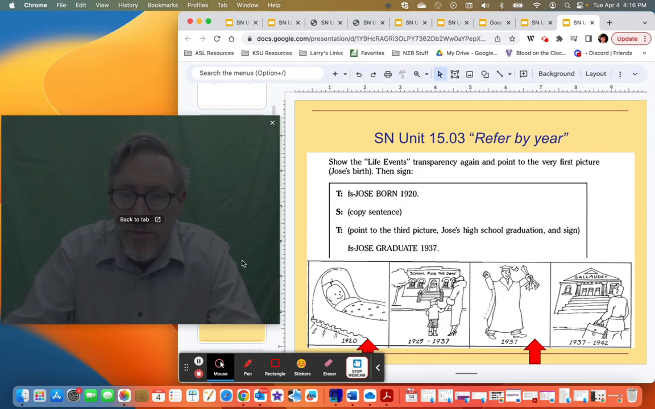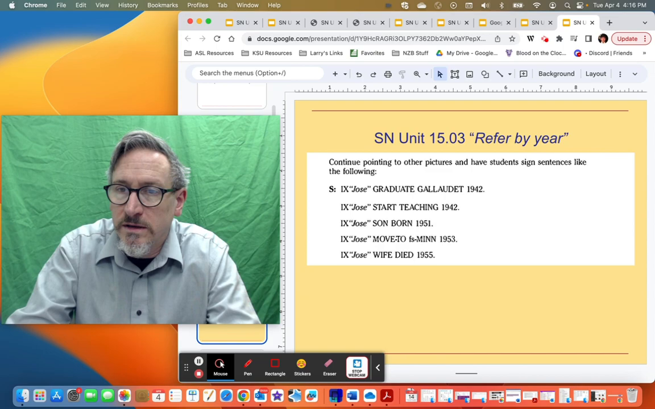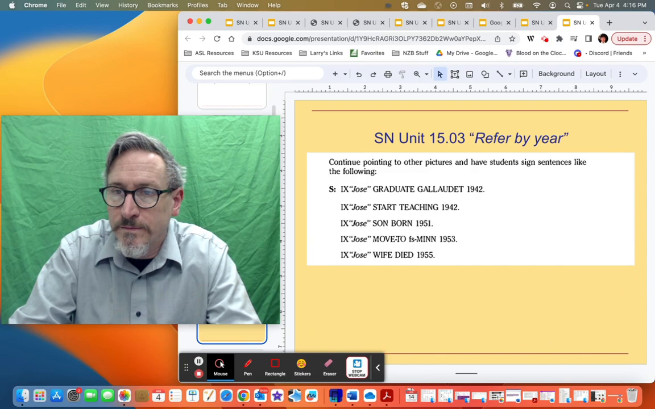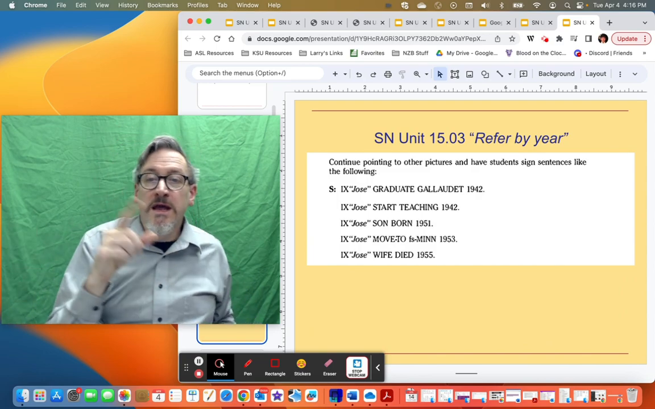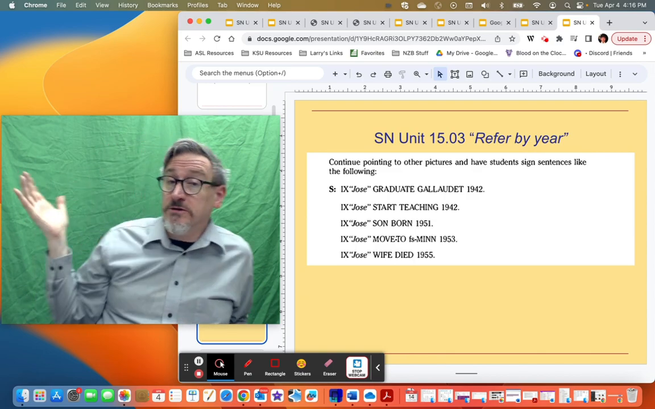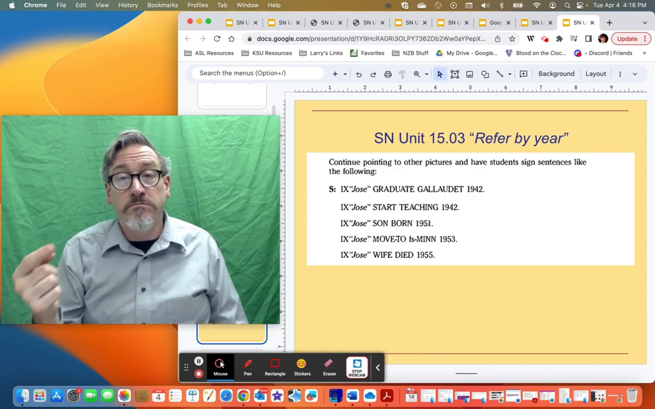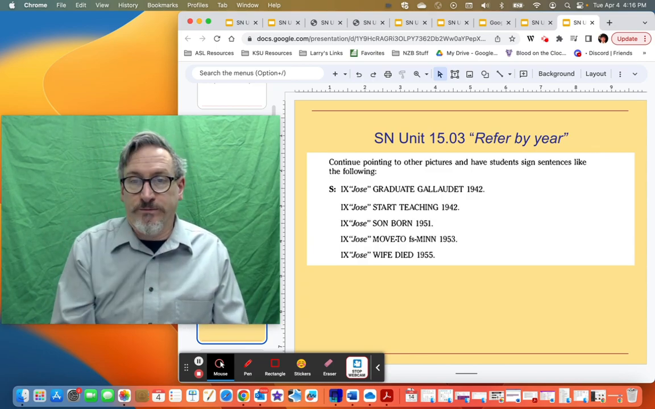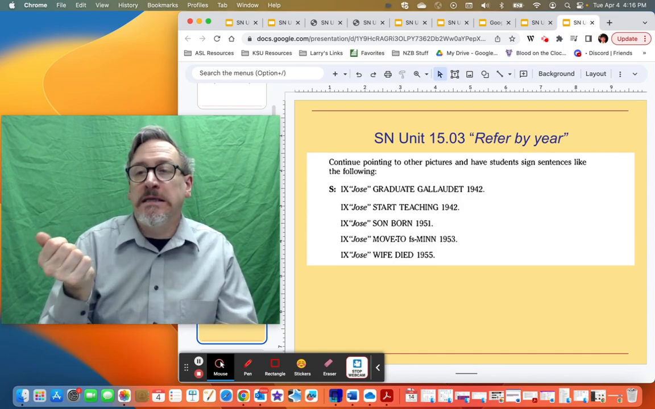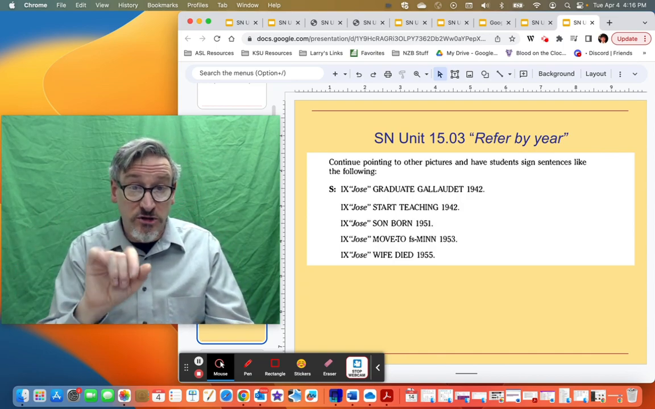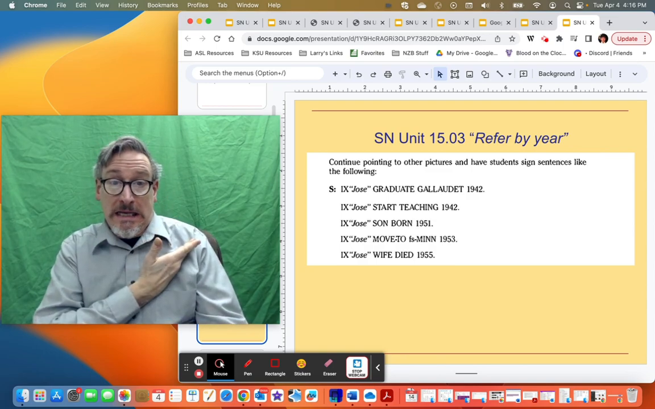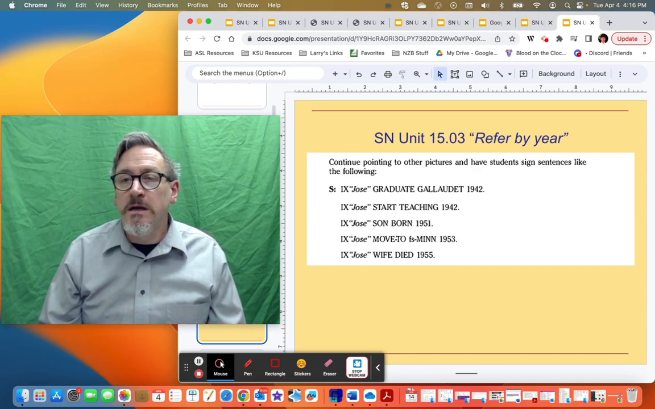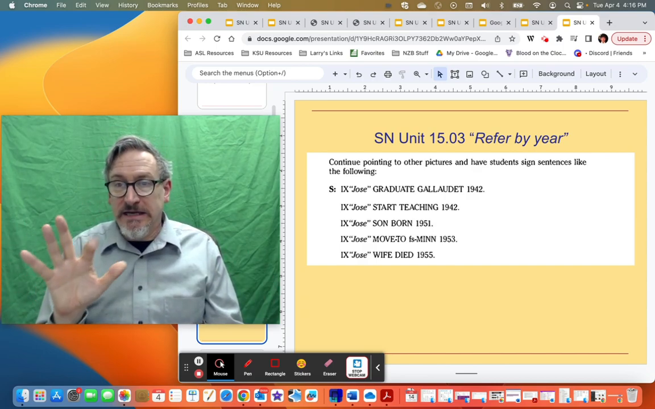So we could go through and point to all these. Why is this not moving? Okay. IX, remember that's pointing to. So if we got the picture up there, you can point to that. Each of these, 1950.